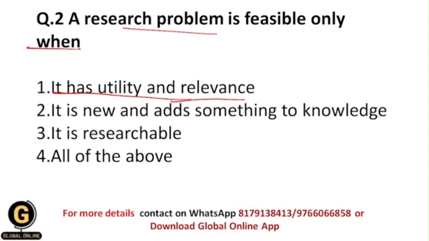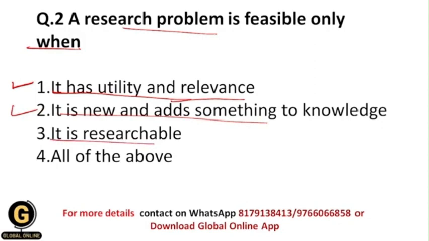So it means that the research problem has some kind of relationship with the society, or specifically problems in the society. So after that only we can say that the research problem is feasible. So this is the option when we can say that the research problem is feasible. It is new and adds something to knowledge. Yes, the research problem should be new, and it should be original always, and the research problem should add something to our existing knowledge. Okay, and after that only we say that the research problem is feasible.